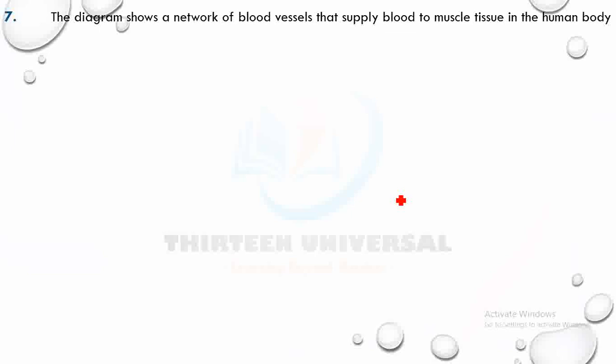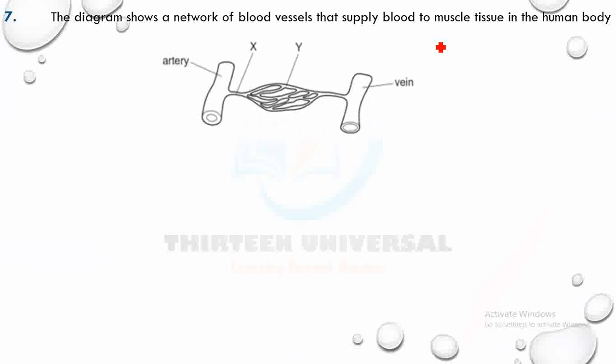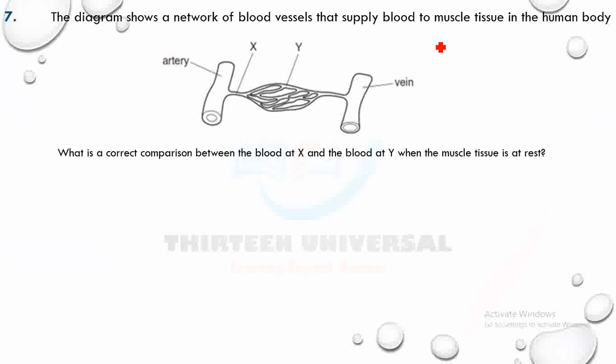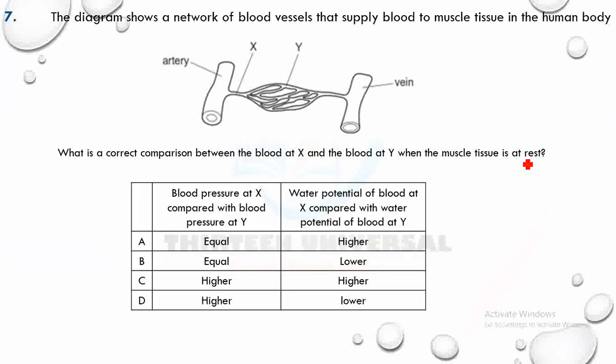Let's go. The diagram shows a network of blood vessels that supply blood to muscle tissue in the human body. You can see that. What is a correct comparison between the blood at X and the blood at Y? This is Y, okay? When the muscle tissue is at rest. Which option is the right answer there? What is the correct answer, guys?